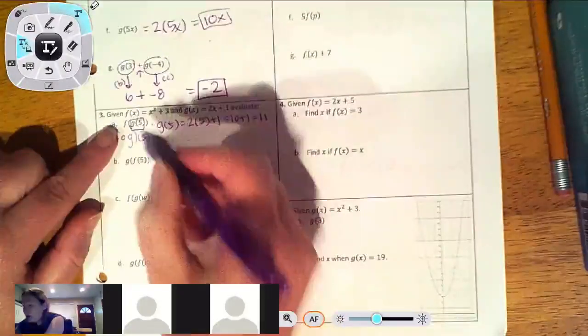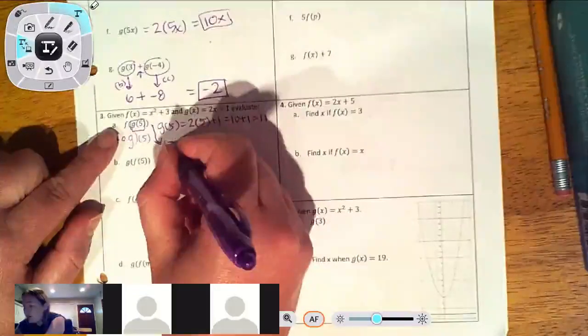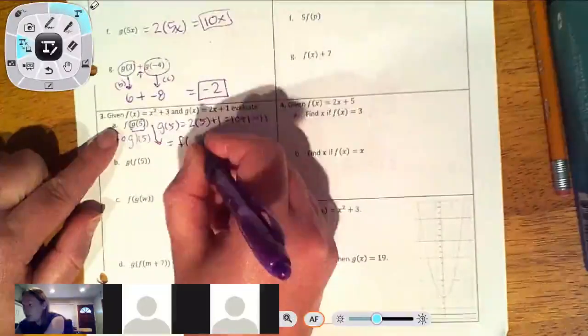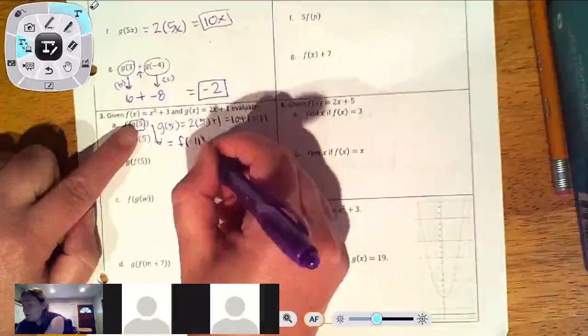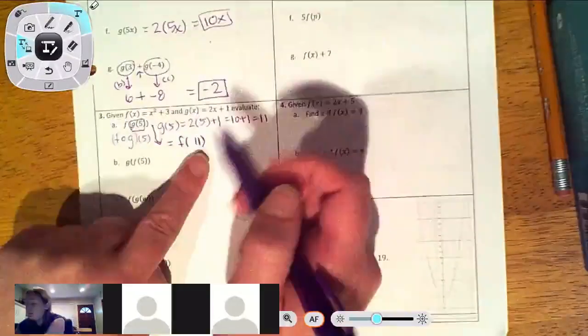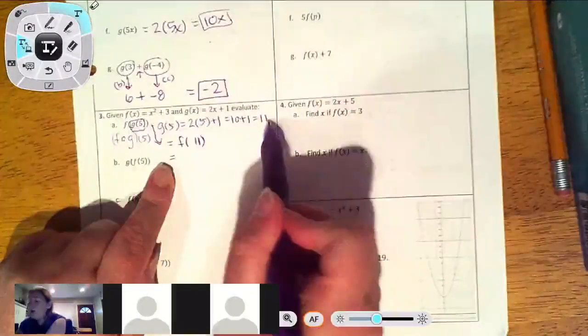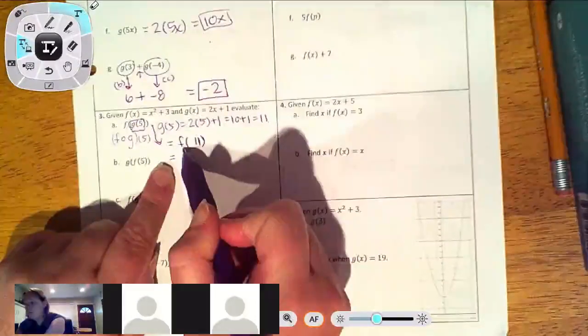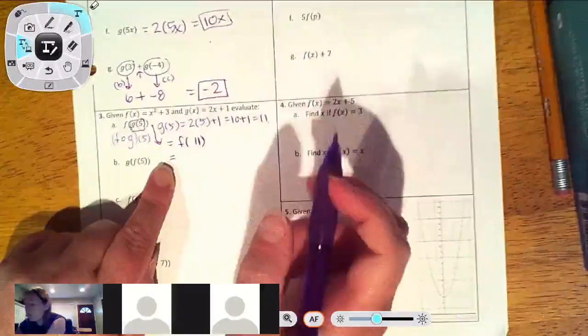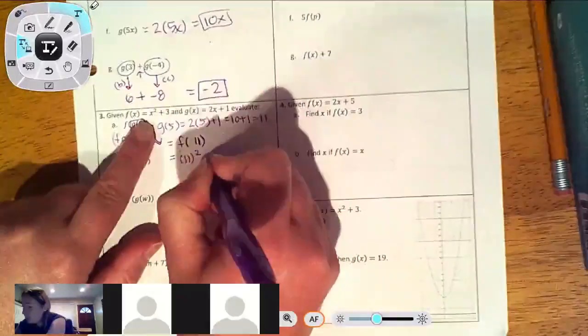So now I can say that f of g of 5 is equal to f of 11 because g of 5 is 11. So now I need to figure out what f of 11 is. It's always a 2-step process. Find the value of the inner one and then find the value for the function at that point. So f of 11 will be 11 squared plus 3.